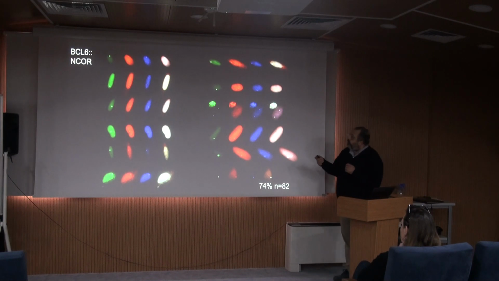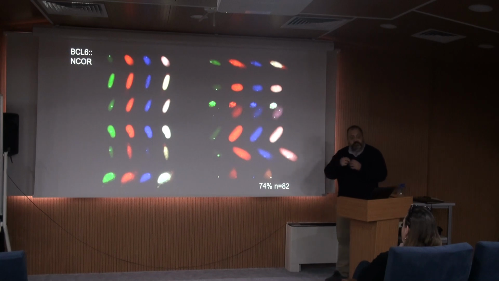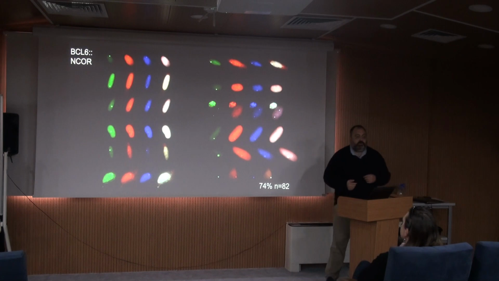Now that was with SMRT. This is with NCOR. We look at many other cells. So again, green dot here, red dot, blue dot. In some cells, the cells are about to divide, and so they've gone through S phase. So the cell hasn't divided yet, but it's duplicated its chromosomes. So we see two dots, but both dots have both red and blue co-localized.